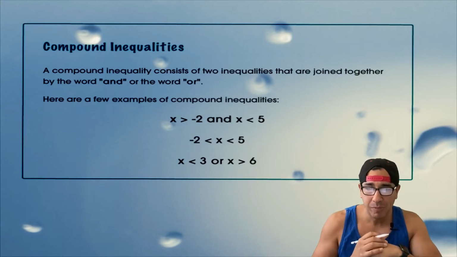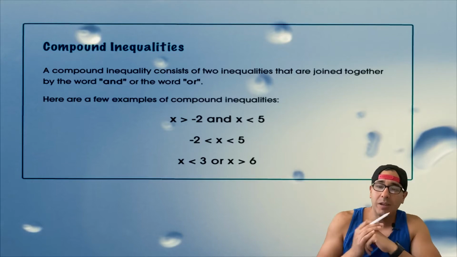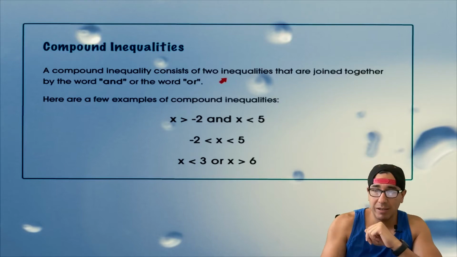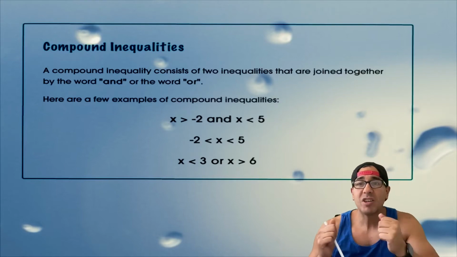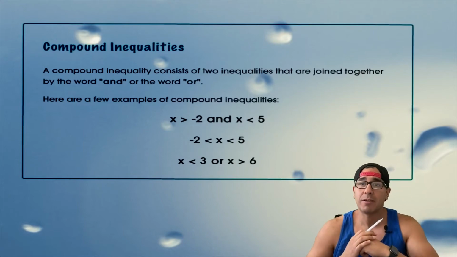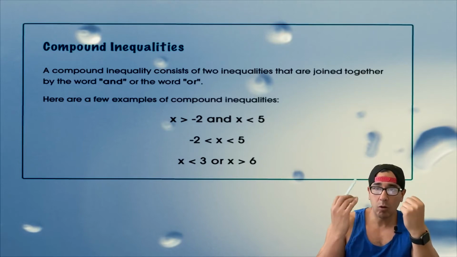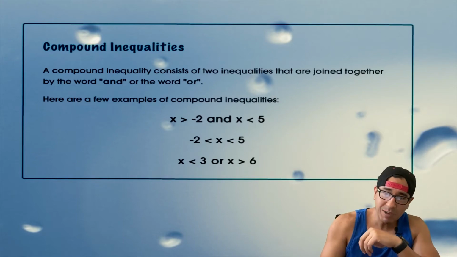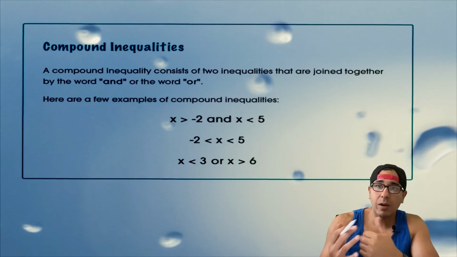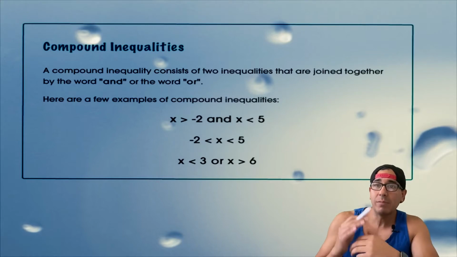When we're looking at compound inequalities, what we're looking at is two inequalities joined together by either an "and" or an "or" statement. So you're going to see two inequalities with an "and" or "or" between them. Here's an example: x is greater than -2 and x is less than 5. And we're going to be graphing these.